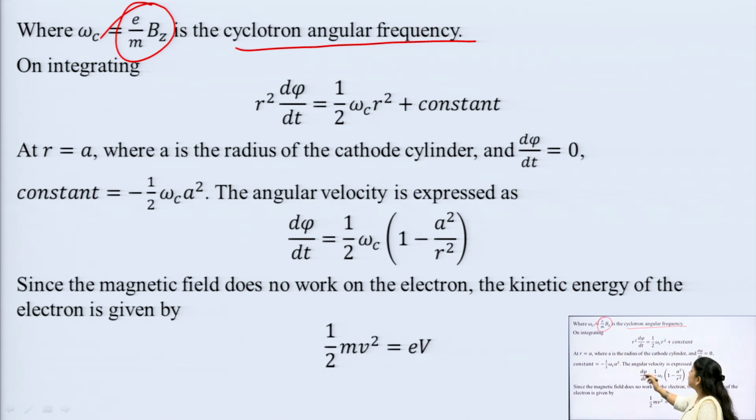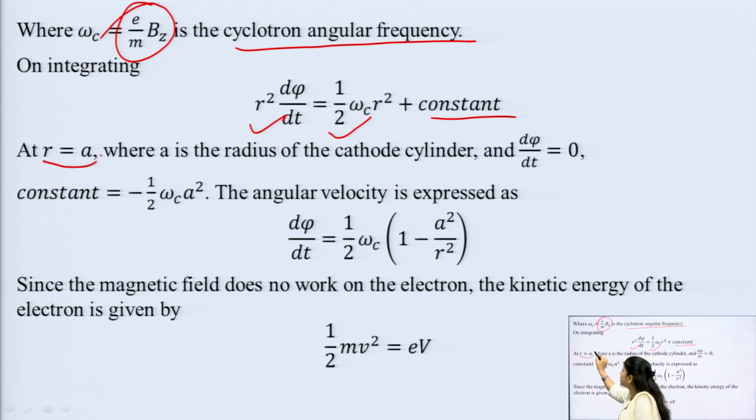Now, when we integrate that expression, we have r square d phi by dt equal to 1 by 2 omega c r square plus constant, and now we have to calculate this constant. For that, we are taking the case when r is equal to a, and if I remember, r is equal to a for the cathode.